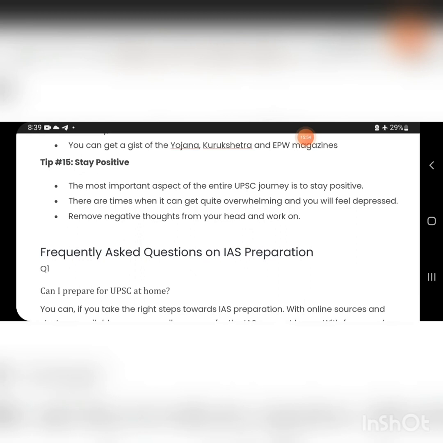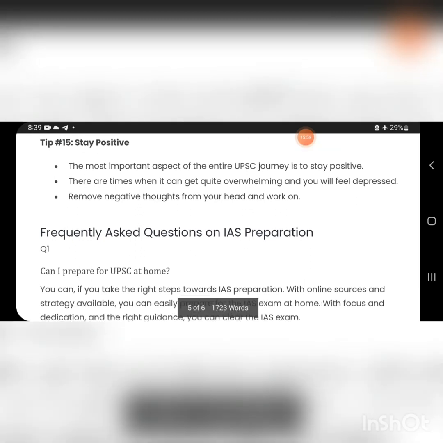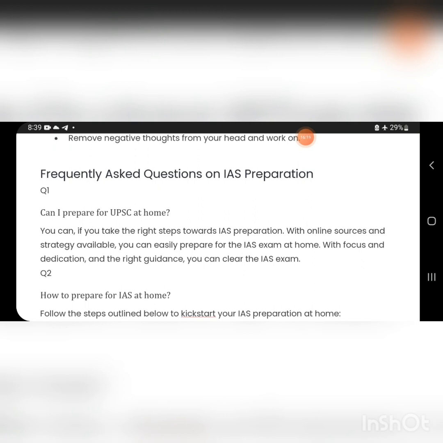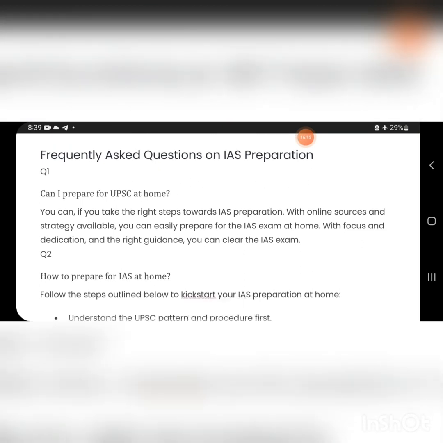We have here some questions that are frequently asked on Google. There is a myth in our mind that this is the toughest exam in India. So we are going to answer some questions here. Question number one: can I prepare for UPSC at home? So dear friends, the answer is yes, you can.